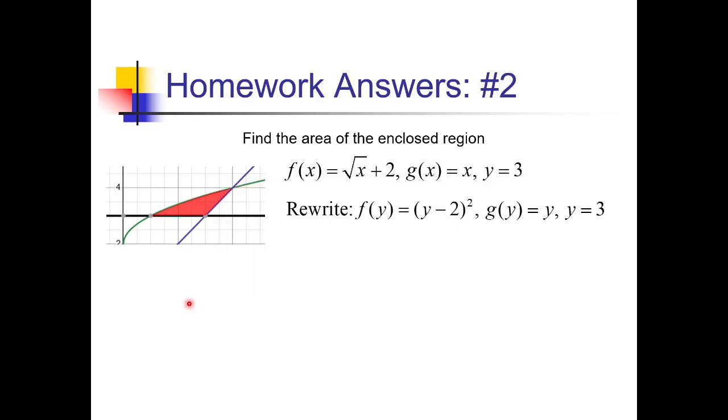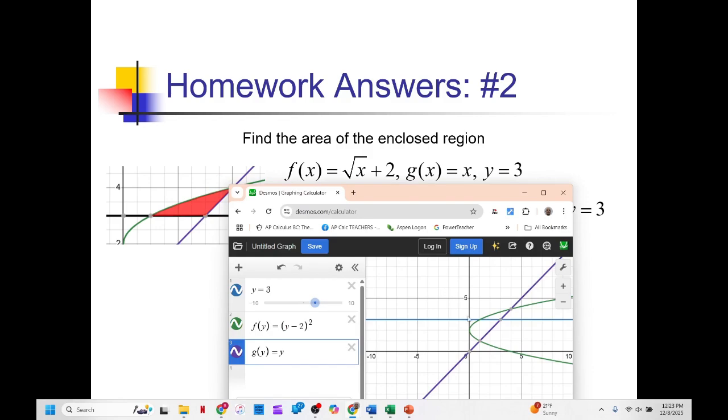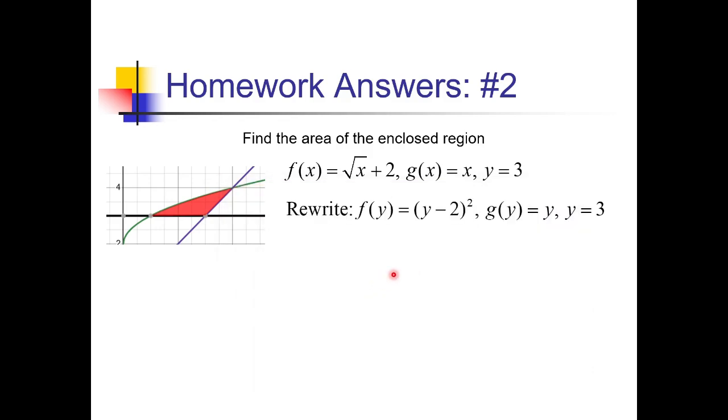Now we also need to get some limits of integration. Our bottom y value is this y equals 3 that they gave us. For the top value, it looks like 4, but let me just go on here and double check. If I click on there, that is the y value 4, so that works out. So we have f of y equals g of y at y equals 4.